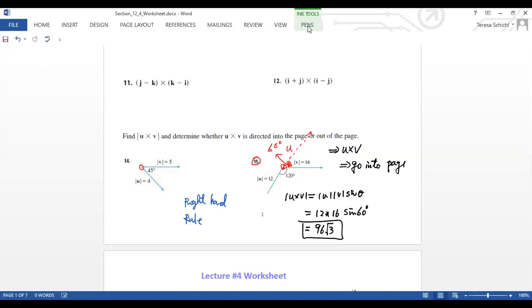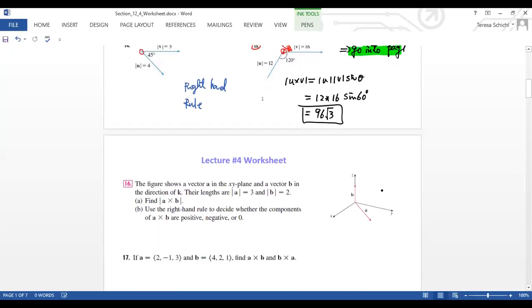Be careful: the purpose of this problem is to make sure you understand what the right-hand rule means. Both vectors have to start at the same point. Then you put your fingertips along U, because it's from U to V, then curve toward V with your thumb to see where your thumb goes.